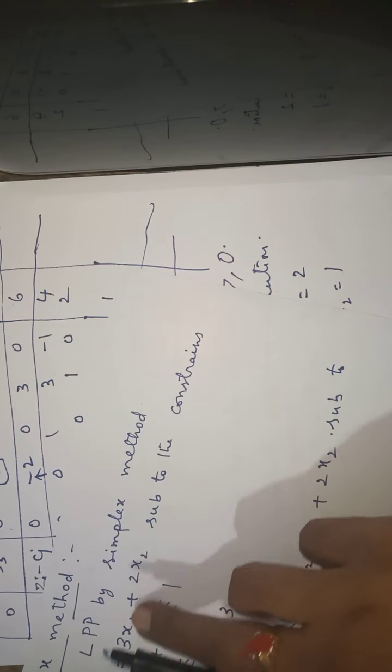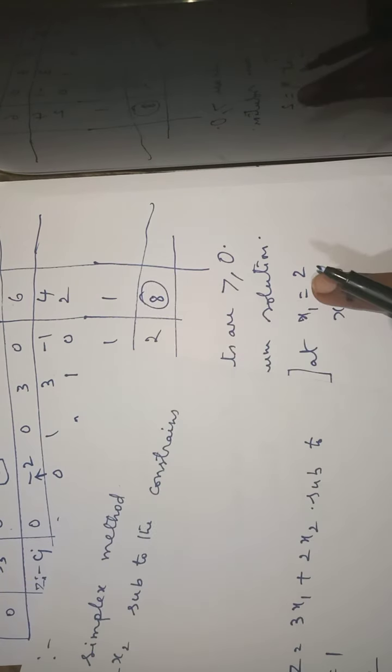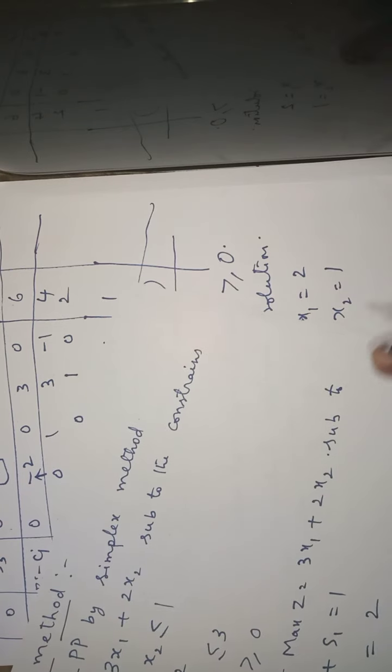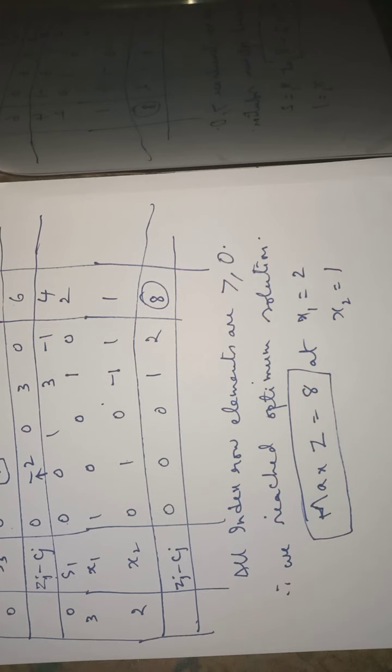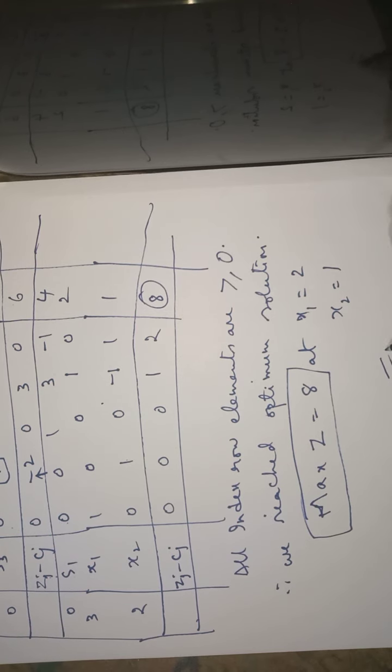Max z is equal to 3x1 plus 2x2. If you substitute x1 equals 2 and x2 equals 1, again you will get max z equal to 8 only. If you substitute these x1 and x2 values in the objective function, it will be satisfied. This is the simplex method procedure.